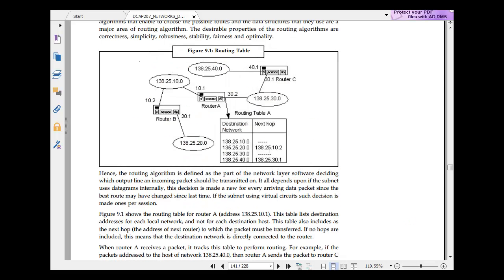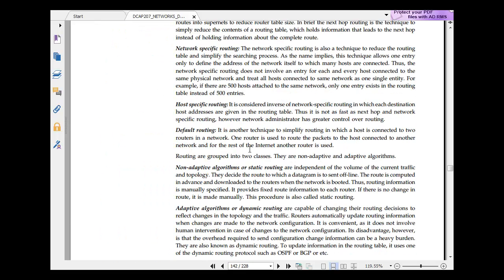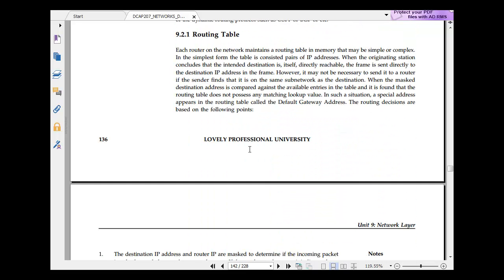The routing works similarly, so you have an incoming and an outgoing source. So if you are here at 13.8.25.10.0, the next hop is nothing. While when you are here at 13.8.34.0, there is 10.1, 10.2, and something like that. So you have network-specific routing, host-specific routing, default routing, and non-replay routing. Then you have the routing table.